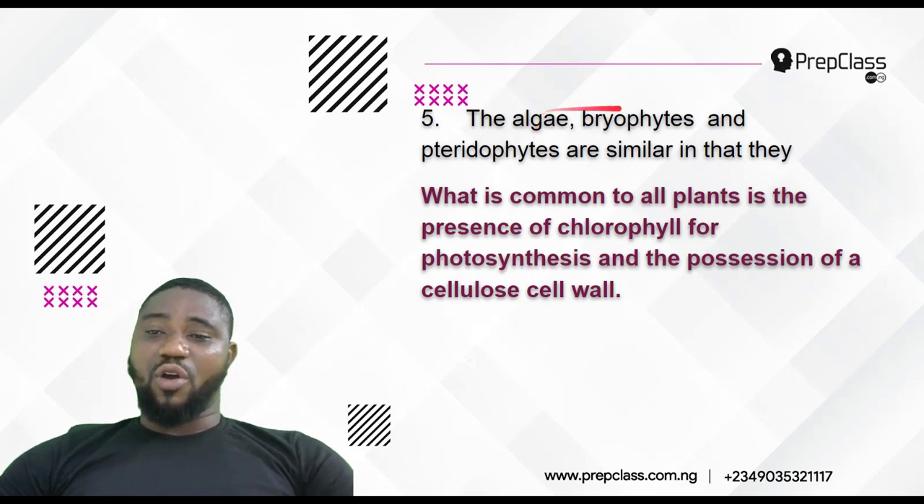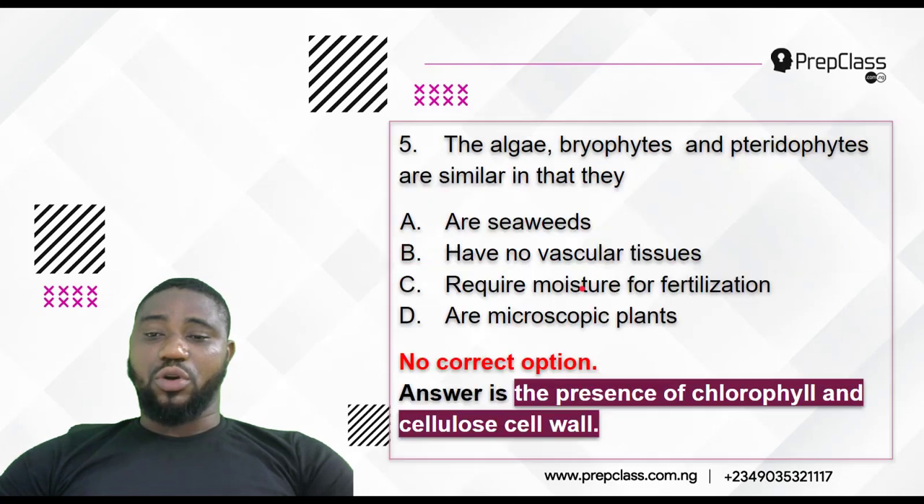So I said that because the bryophytes are somehow advanced plants. What is common to all plants is the presence of chlorophyll for photosynthesis and the possession of a cellulose cell wall. So this is what is common to them, chlorophyll and cellulose cell wall. So because of that, I said no correct option.